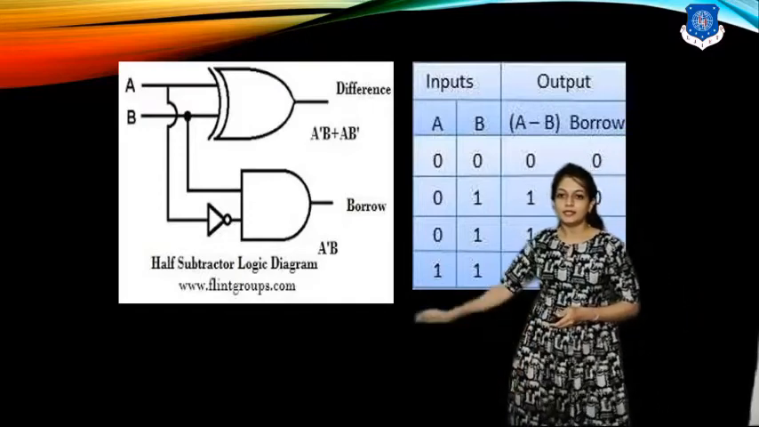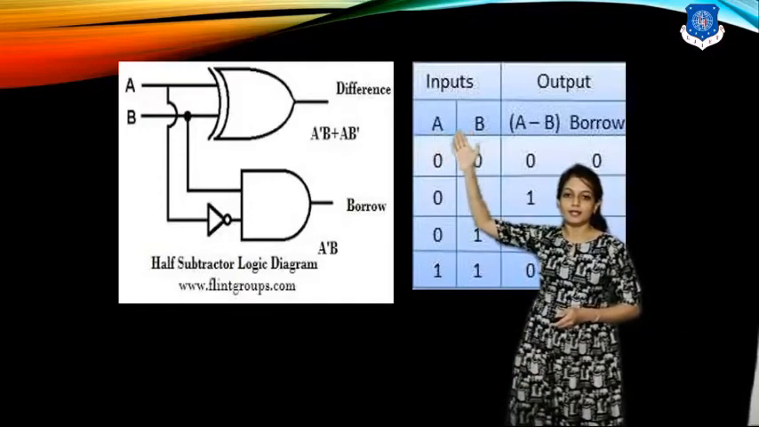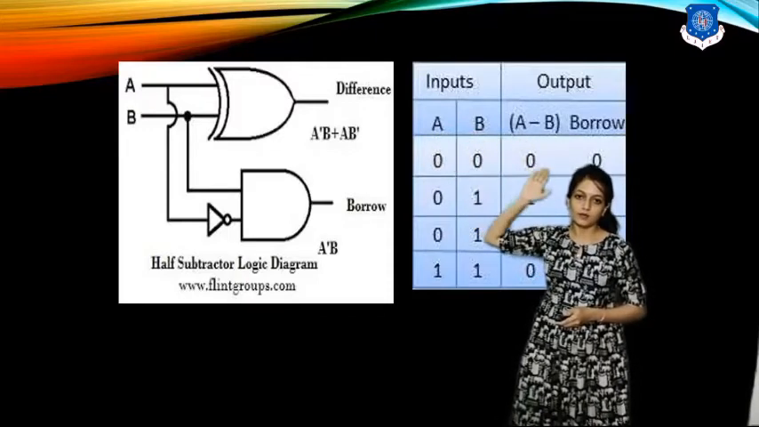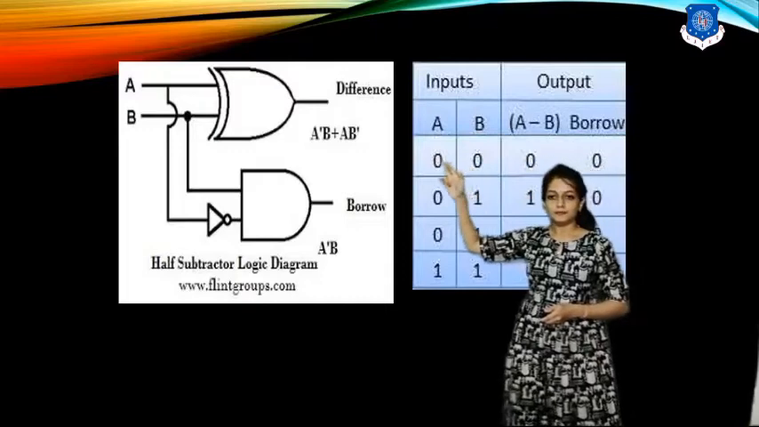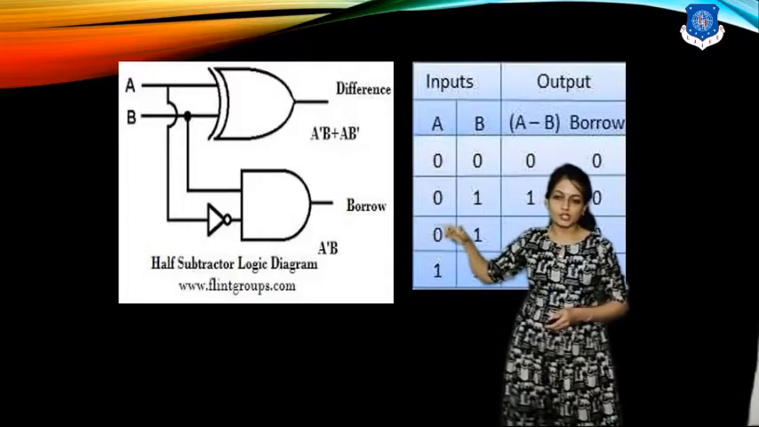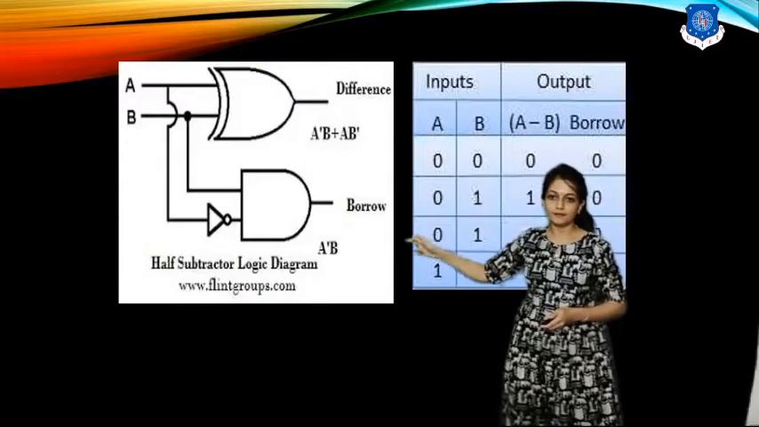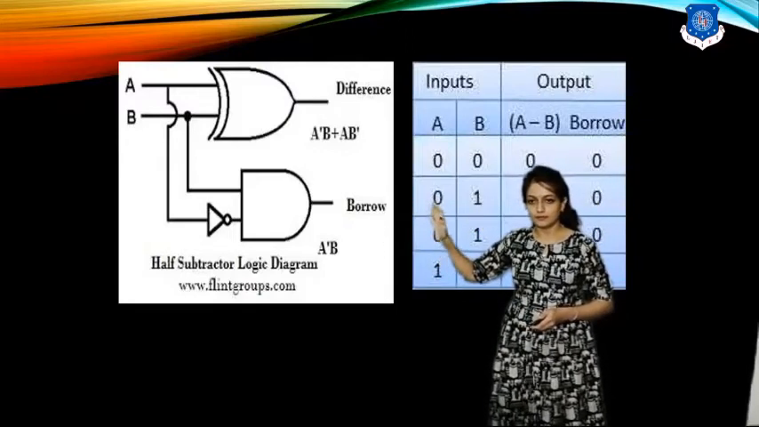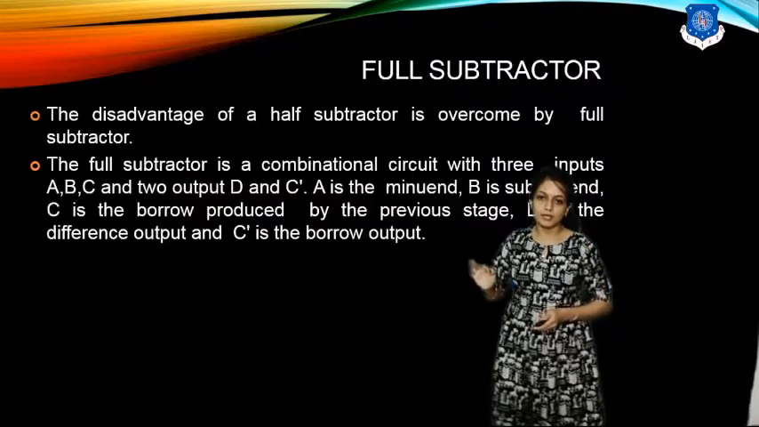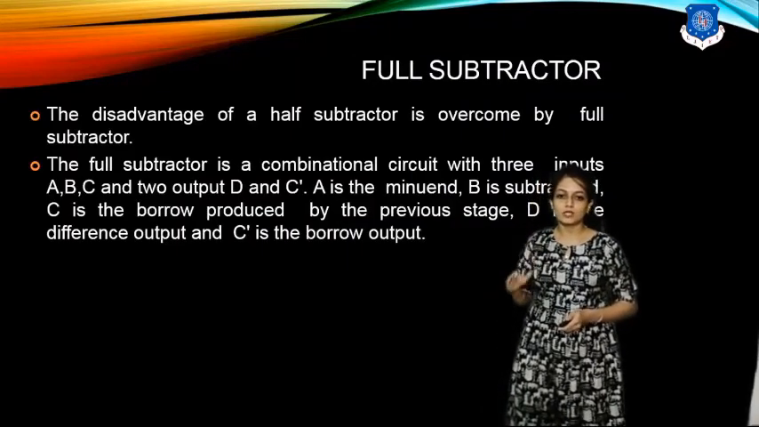Alright? So you will get the answer for the difference like A dash B plus A B dash. This is for XOR gate. And for the borrow, you will get A dash B. So for A dash you will take NOT gate, and with B you will get the borrow. Now what is full subtractor?